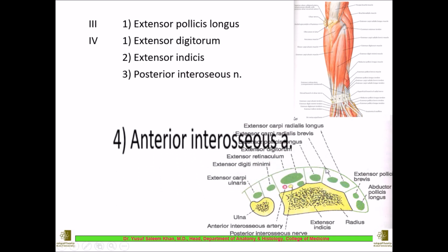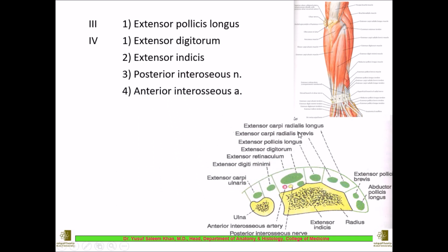One is the posterior interosseous nerve, which is supplying most of the muscles of the posterior compartment of the forearm, and the anterior interosseous artery. Actually, the anterior interosseous artery will be in the flexor compartment. Then the common interosseous divides into anterior and posterior. Anterior interosseous will be supplying most of the deep muscles in the anterior compartment, and the posterior interosseous artery will be supplying the extensor compartment. So the main artery supplying the posterior muscles of the forearm will be the posterior interosseous artery.